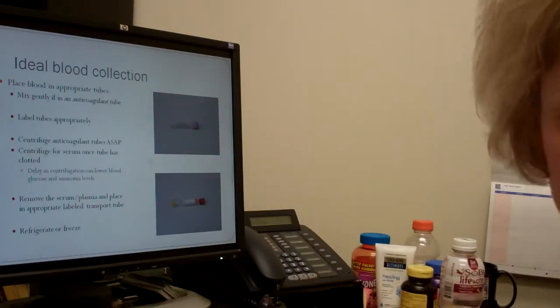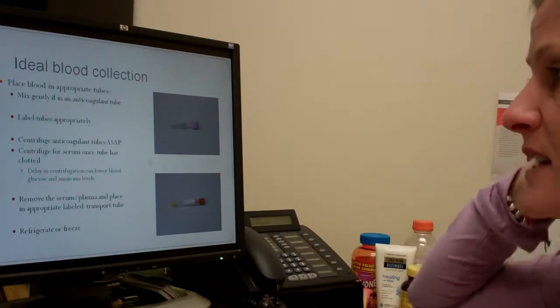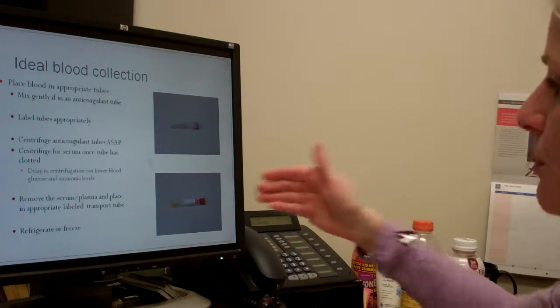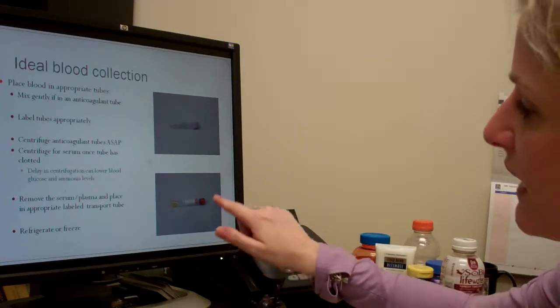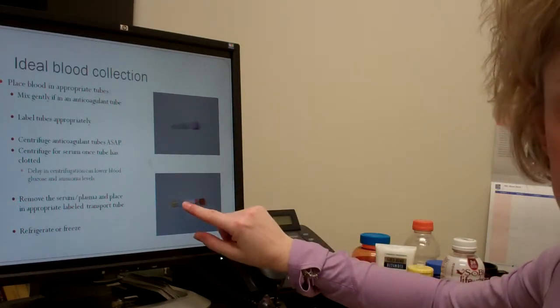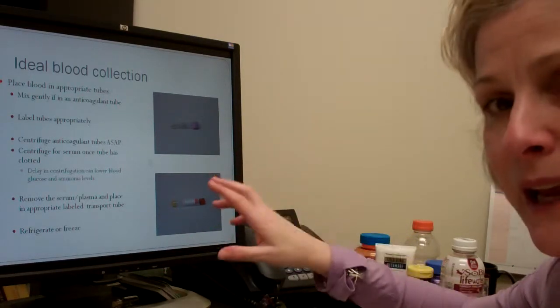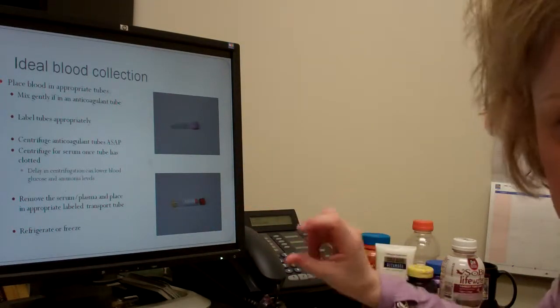Place the blood in the appropriate tube. So depending on what test or tests the doctor has ordered, we've chosen the vacutainers. If we're collecting serum, we know we transfer the blood into the vacutainer. Need to let it clot. That might take 5-10 minutes.